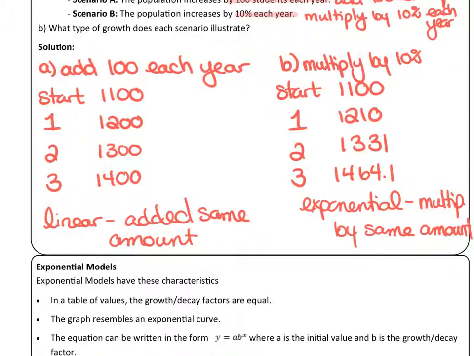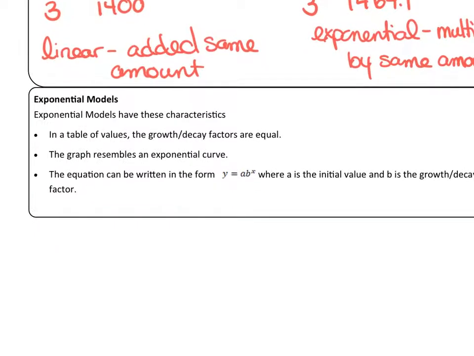Exponential models, let's take a look down here. Exponential models have these characteristics. In a table of values, the growth factor or decay factor is equal. So it's the same thing. Basically, it's saying multiply the same amount each time.